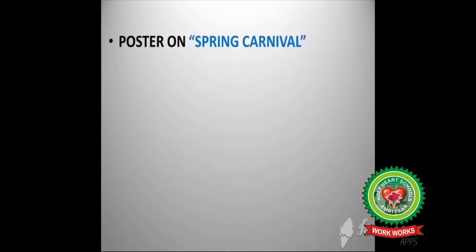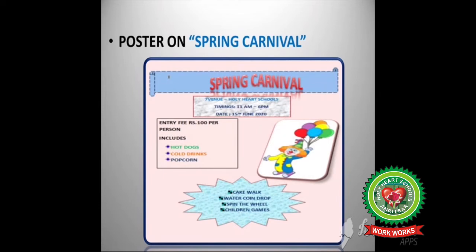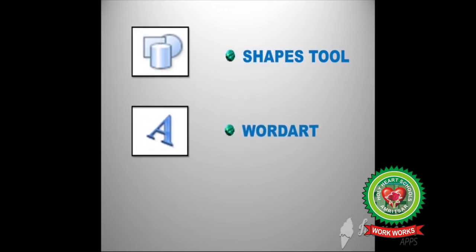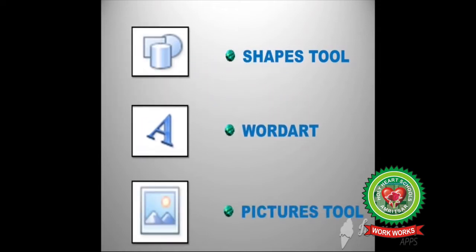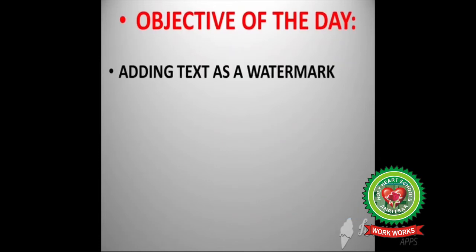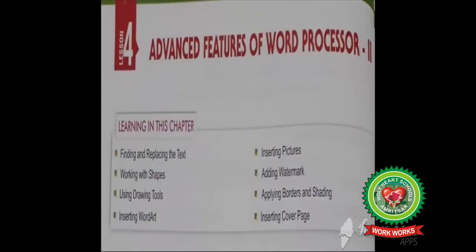In the previous session, I discussed how you can make a poster on Spring Carnival using the shapes tool, word art, and pictures tool. Objective of the day is adding text as a watermark of lesson number 4, advanced features of word processor 2, pages 46 and 47. In this we will learn how you can apply text as a watermark.